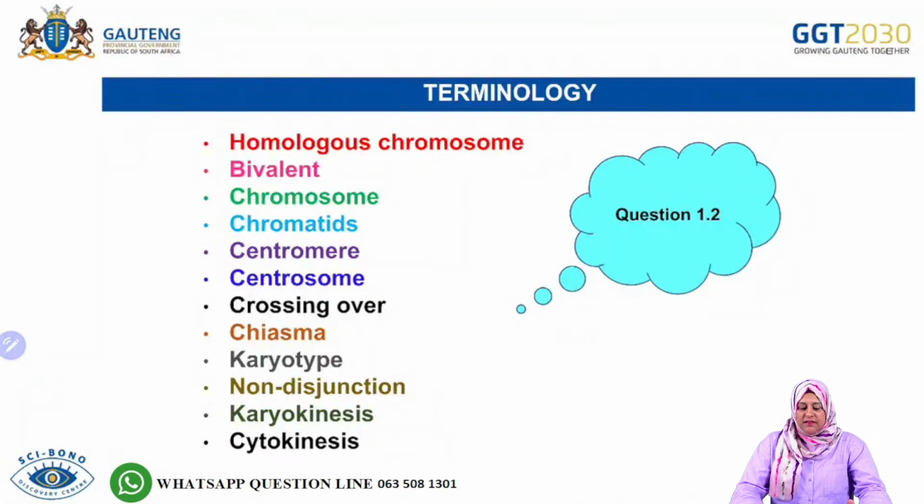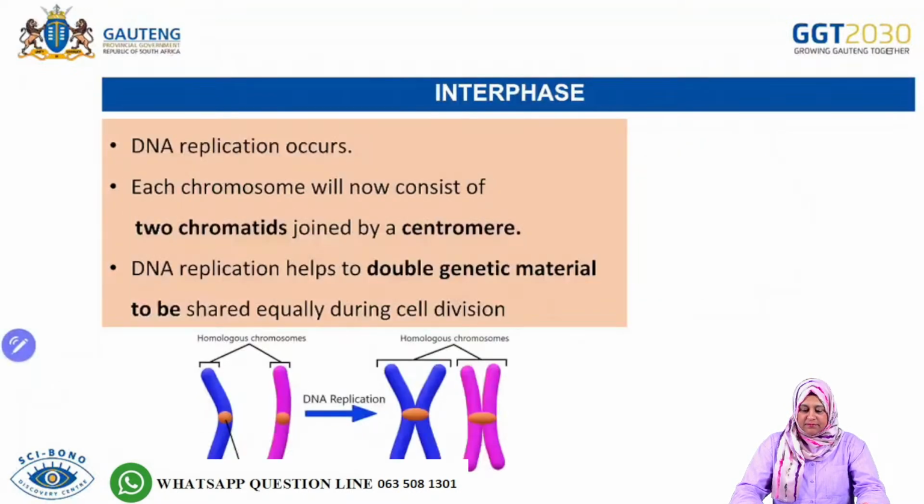The terminology: this is a list of terminology that you must know for meiosis. Terminology is asked in question 1.2, but with Life Sciences, it's all about terminology. To answer the entire paper, you've got to understand your terminology. So make sure you understand this, write it out, and learn the difficult words that are very similar but different.